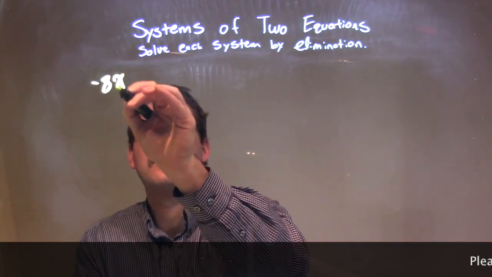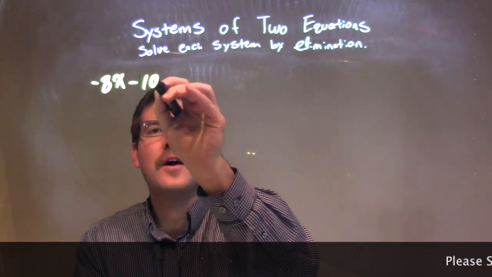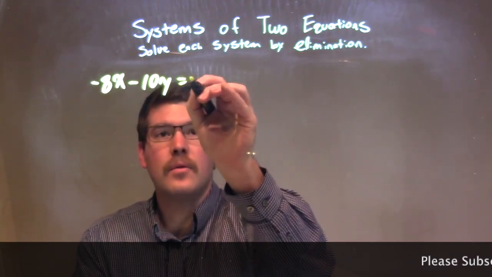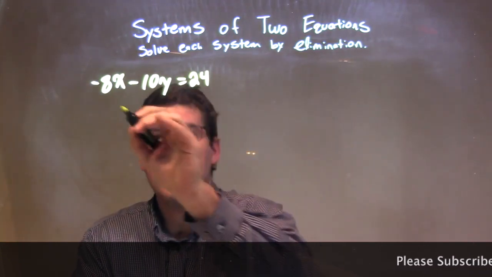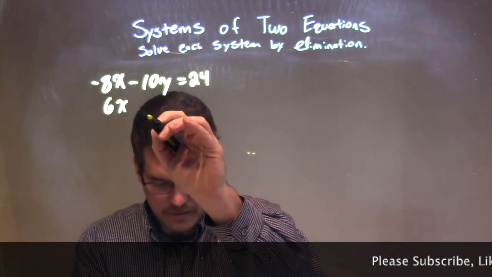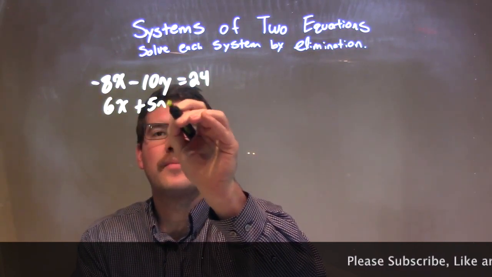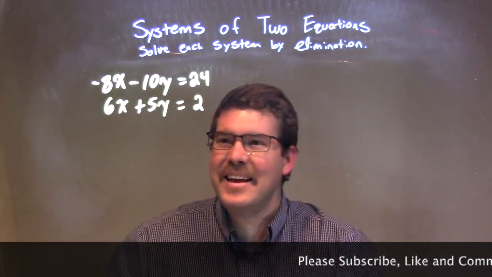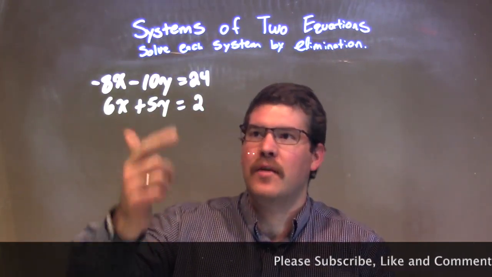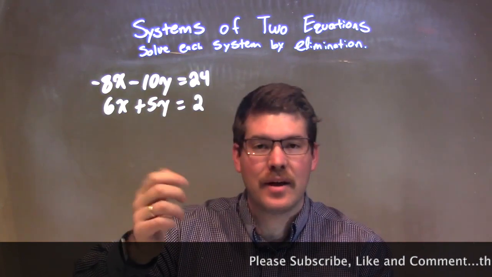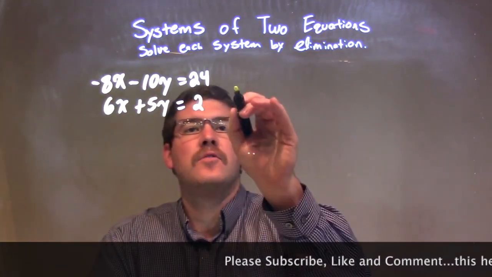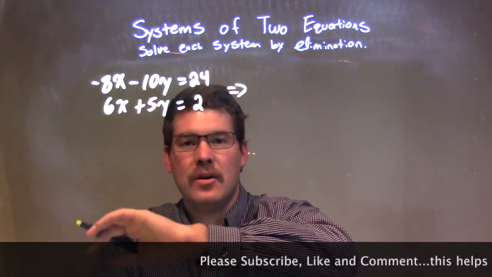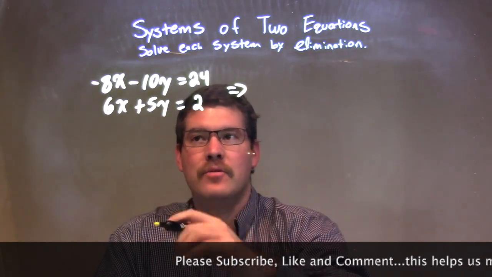Negative 8x minus 10y equals a positive 24. And in the second equation, it would be 6x plus 5y equals 2. Well, I can easily identify that 2 times 5 is my 10. And since I have a negative 10 at the top, that's all we need to do. So all I'm going to take now is my second equation and multiply it all by a positive 2.